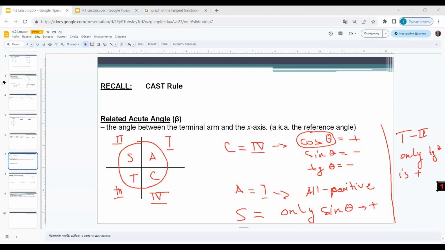And let's look into related acute angle. I'm going to sketch another coordinate axis here. The related acute angle is the smallest angle between the terminal arm and the x-axis. For example, if our terminal arm is in first quadrant, then this would be our acute angle. If our terminal arm, which is going to be green now, lies in second quadrant, and we have this big angle, which is greater than 90 degrees, then the acute angle would be the one from the side that is closer.